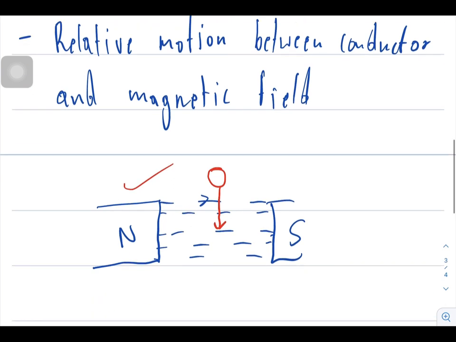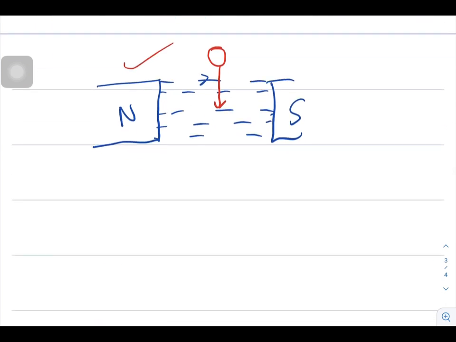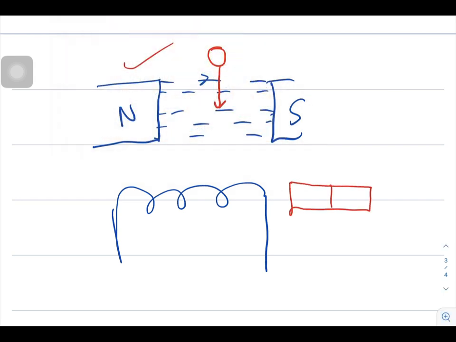It doesn't have to be the conductor that moves. You can make the conductor stationary and move the magnetic field. For example, in a case like this, let me put it like this. Let's say a conductor, a coil here. Then let me use red for a magnet, with a north pole and a south pole. A magnet will always have a magnetic field around it.